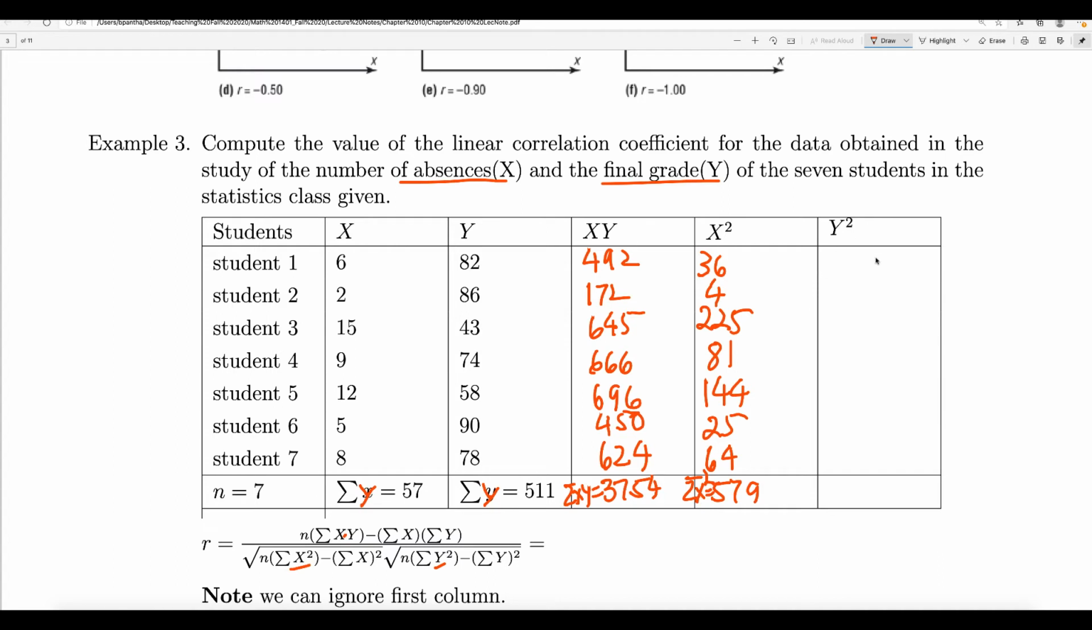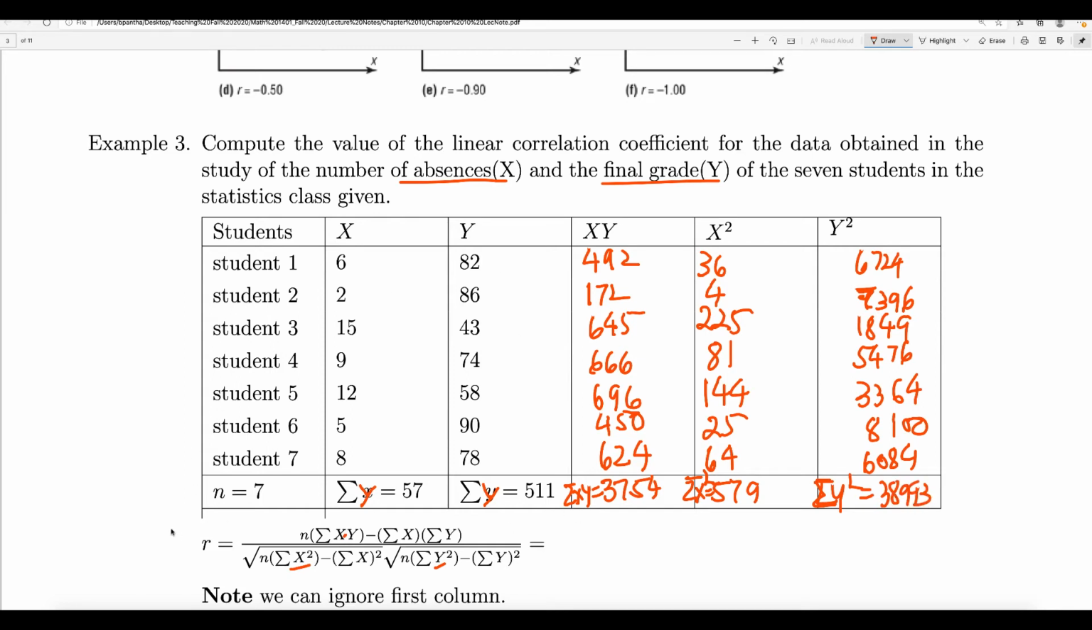Okay. Similarly, let's find out y square. So y square is square of 82, square of 86, and so on. If you do that, you will get 6724. These are the square of these: 82 square, 86 square, 43 square, and so on. If you find out the sum of y square is 38993. Okay. Now we will plot this.